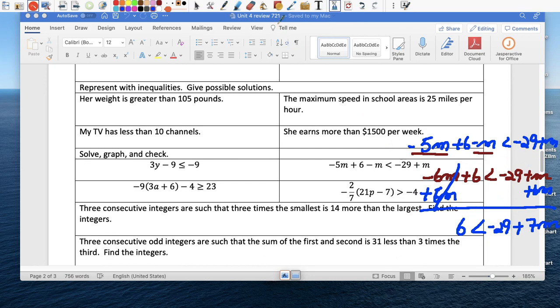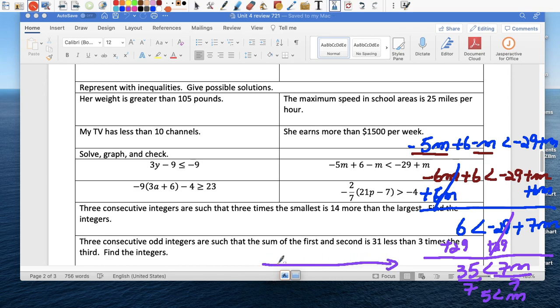All right. Our next step is going to do plus 29 on this side and plus 29 on that side. And we get rid of the constant, so that goes away. I'm left with 35 less than or equal to 7m. Divide both sides by 7, and 5 is less than or equal to m. And that's my answer. So here's 5. 5 is less than all these values.